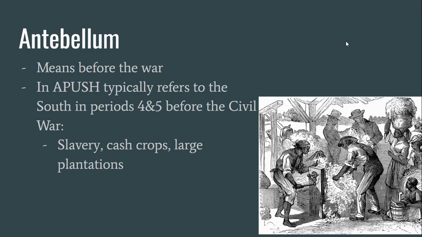I've seen my students get stumped on this term in the past, when it has appeared on questions. It simply means before the war, and for APUSH, it typically refers to the South in periods 4 and 5, before the Civil War, so before 1861. Which is a society largely centered on cash crops, slavery, and large plantations.